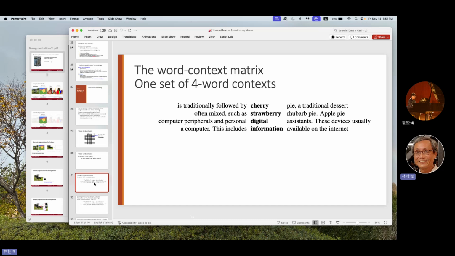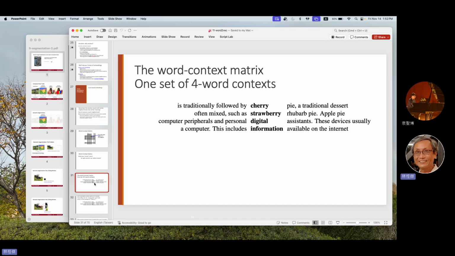In some of this article, you say often mixed, such as strawberry rhubarb pie and apple pie, and such and such. And then in another sentence, you will say computer peripheral and the personal digital assistant. These devices are usually doing this and that. Yet another sentence here says that computer, this includes information available on the internet.